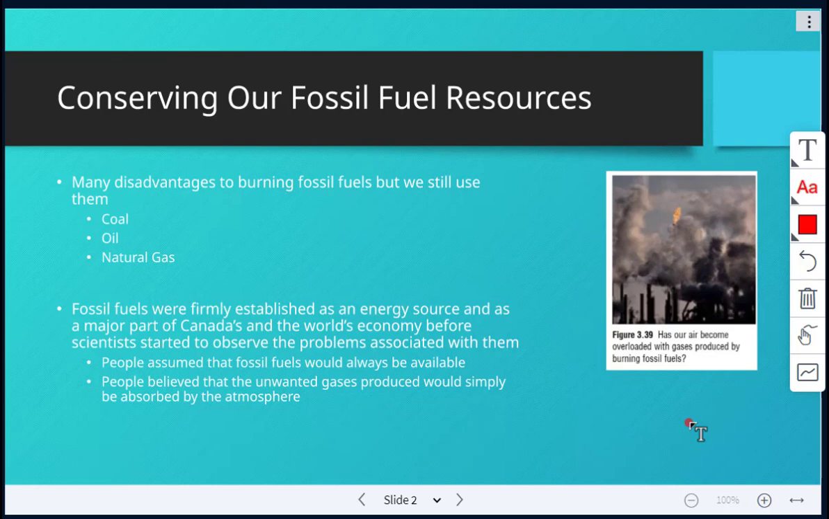So fossil fuels were firmly established as an energy source and as a major part of Canada's and the world's economy. And then scientists started to realize and observe that there were all these problems associated with them. People just assumed that fossil fuels would always be available. People believed that the unwanted gases would simply be absorbed by the atmosphere and wouldn't cause any problems.